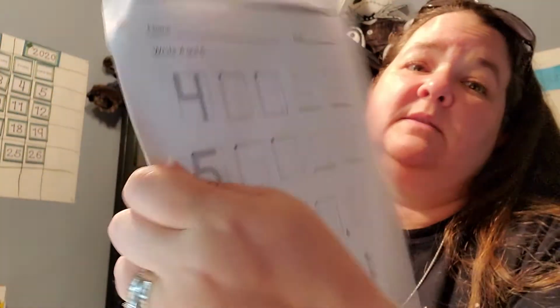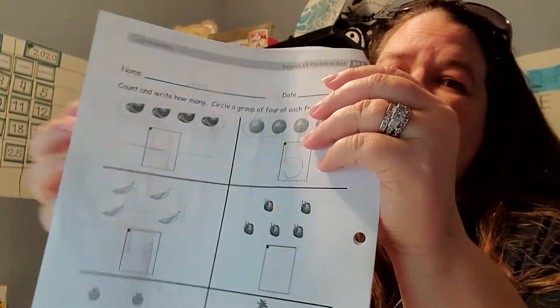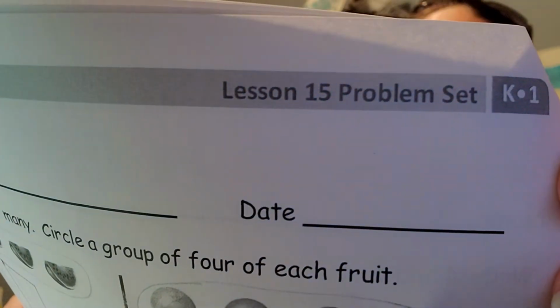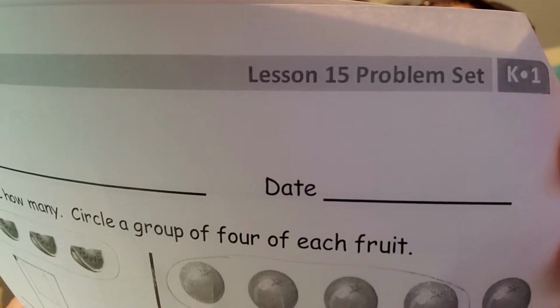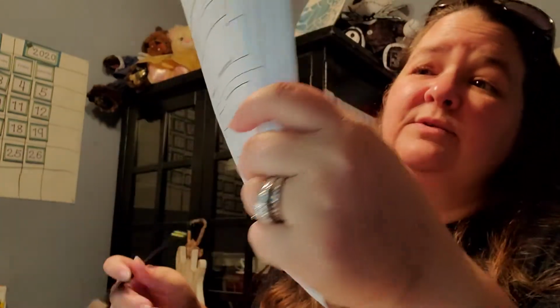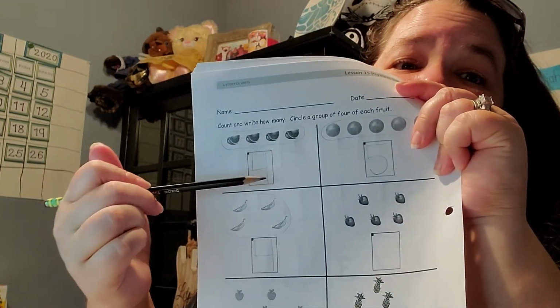So the one you're going to do on your own is your 4 paper. And this one says for your adults, Lesson 15 practice sheet. Some of you have it on the back, and some of you have it just behind it. And then together we're going to get started on Lesson 15, problem set, and then you're going to finish the rest on your own. So there's 3 things that you have to do for each box.